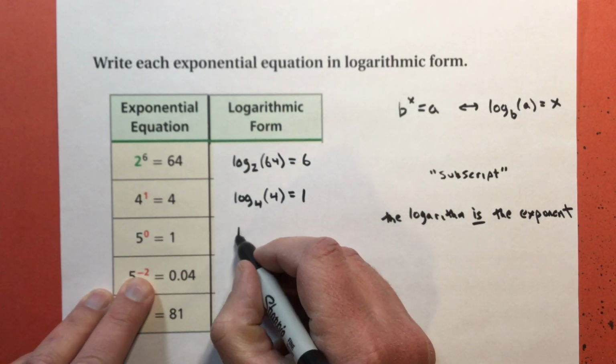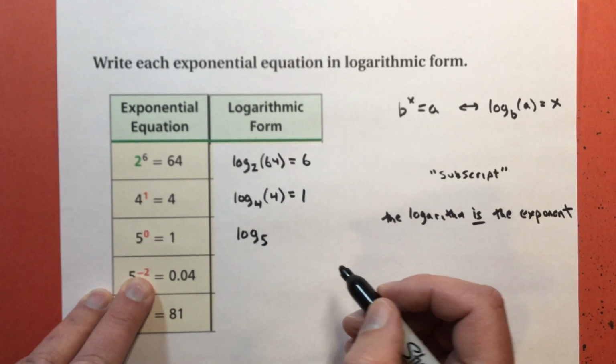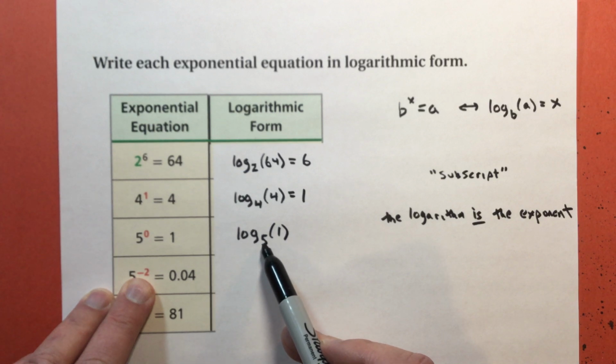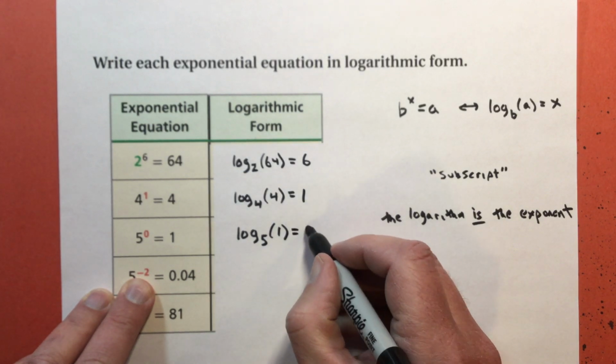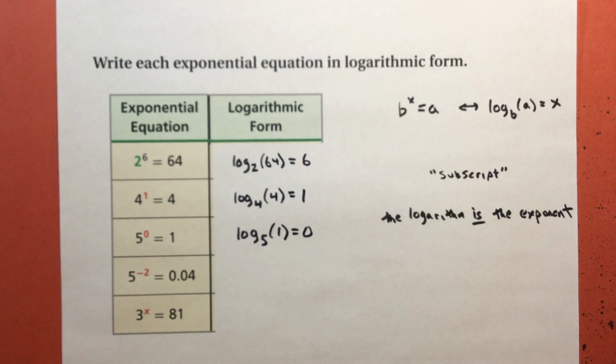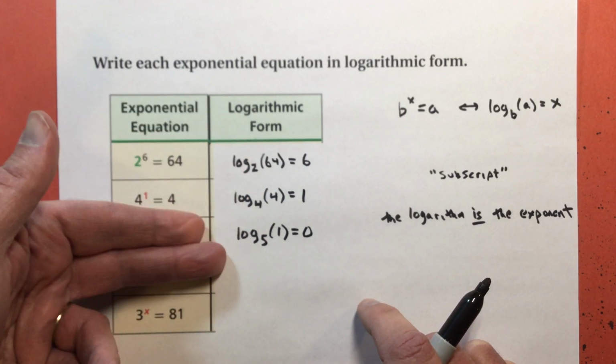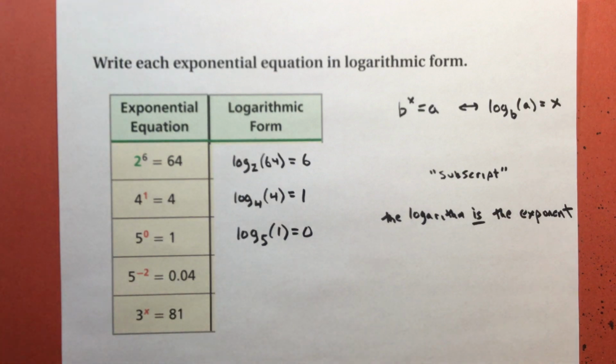For the third one, my base is 5, so log base 5 of 1. So 5 to what exponent equals 1? And as we know, that's going to be 0. And notice every time the exponents are 6, 1, 0, the whole point of doing a logarithm is to give me the exponent. The whole point of doing logarithms is to make understanding things that grow exponentially a little bit easier. And we're going to be seeing lots of examples of that.